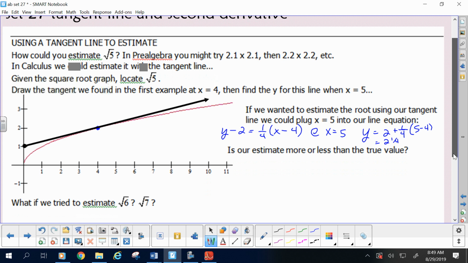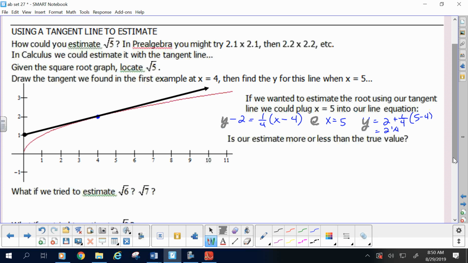So next question. Is that estimate, 2 and a fourth, a little more or a little less than the true square root of 5? Why? Besides, I just told you what the values are. How does the picture tell you? Yeah, when I put 5 into the tangent line, I said what's the y on the line as opposed to the y on the curve. And isn't the line a little above the curve?